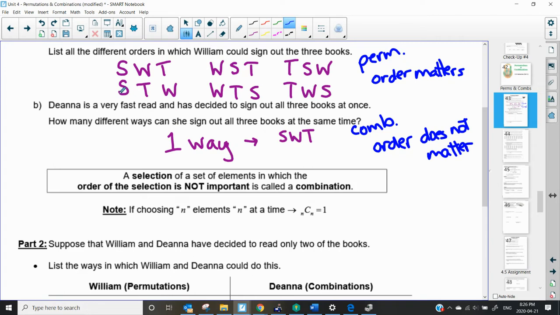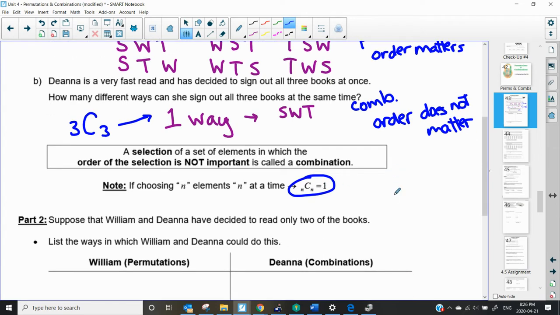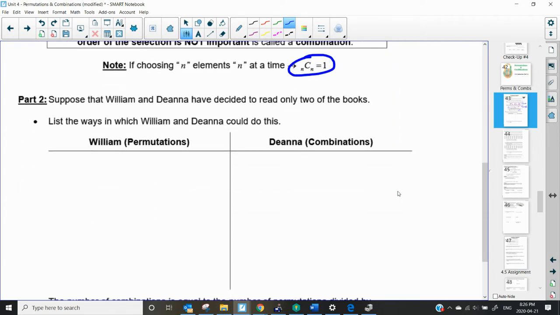Now, if we look at this, Deanna was taking 3 books, or she had 3 to choose from, and she was choosing all 3, and that led us to one way. And so if we're choosing n elements, n at a time, so 4 choose 4 or 5 choose 5, the answer will always be 1. Now, this is a property that might be helpful to remember, but by no means do you have to memorize it. It's certainly something you can figure out with your calculator.